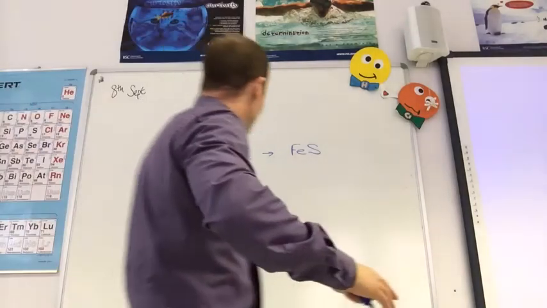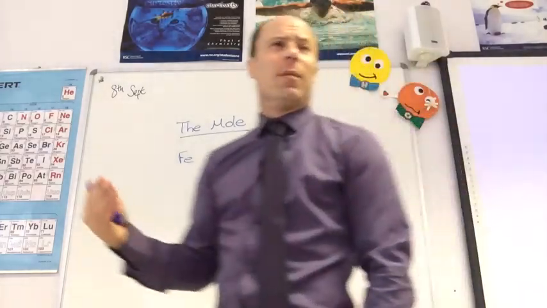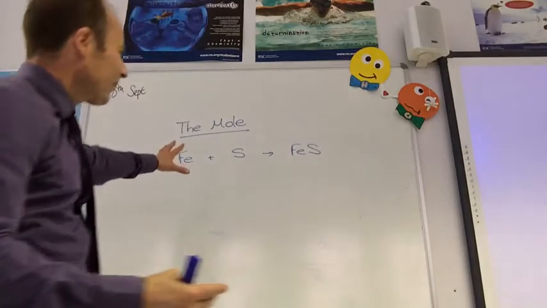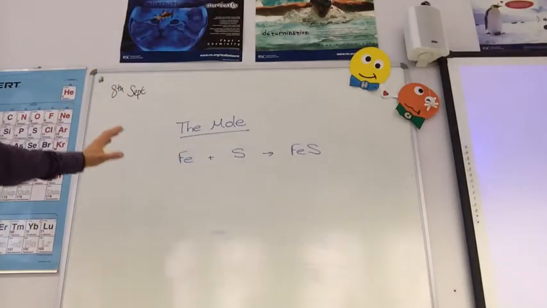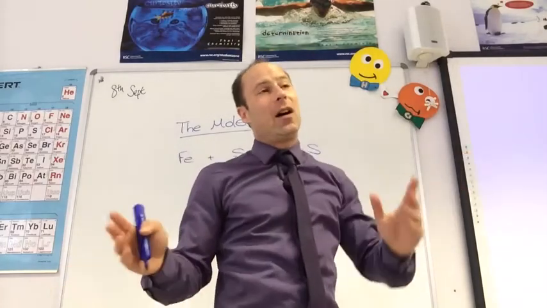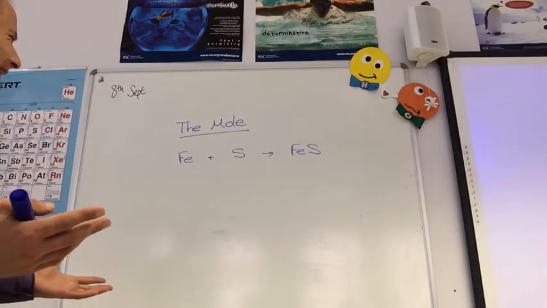Okay, so we're going to move on to the mole now. You would have done a little bit about this at GCSE, but we're going to recap and do a little bit more at AS. Let's say I want to do this reaction. I want to take iron and react it with sulfur to make iron sulfide. Should be quite straightforward. But how would I go about doing that in the lab?